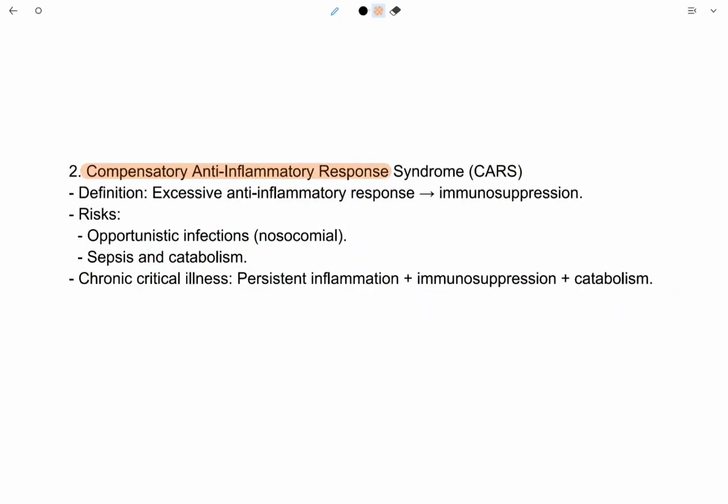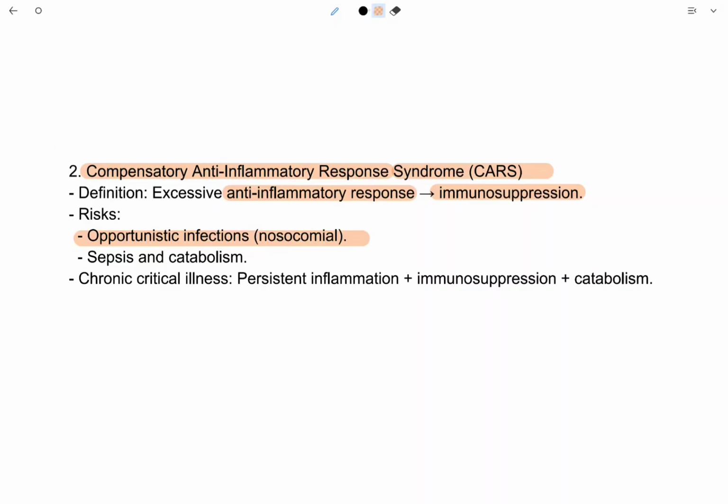Compensatory anti-inflammatory response syndrome, or CARS. Definition: an excessive anti-inflammatory response leads to immunosuppression. The risks of excessive anti-inflammatory response or immunosuppression are opportunistic infections or nosocomial infections.